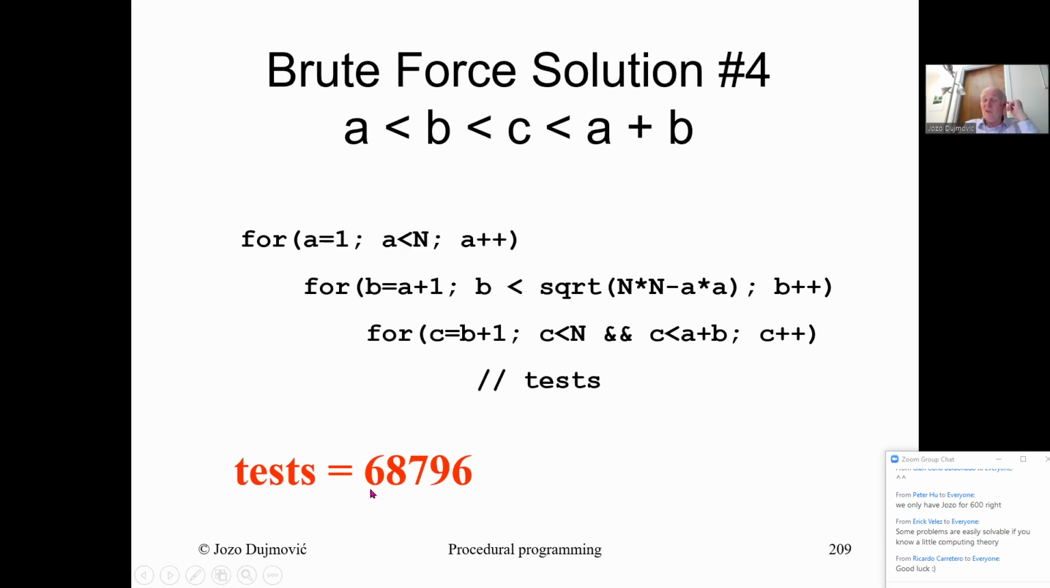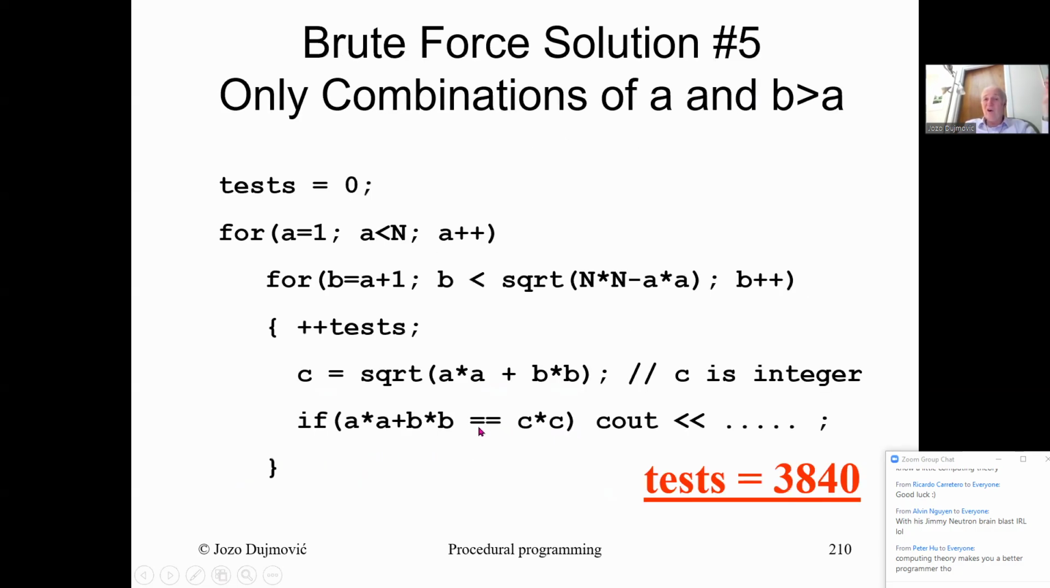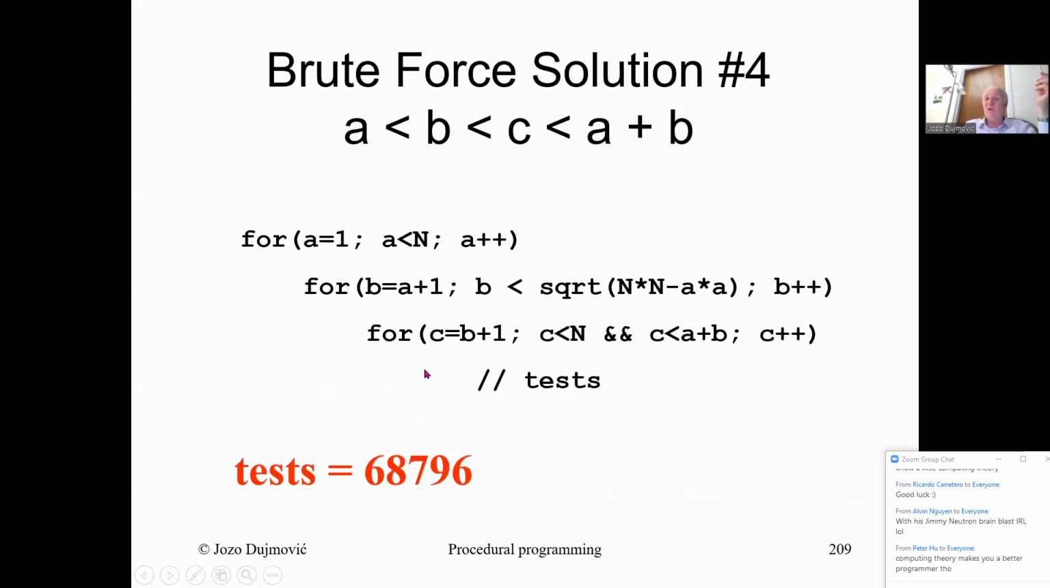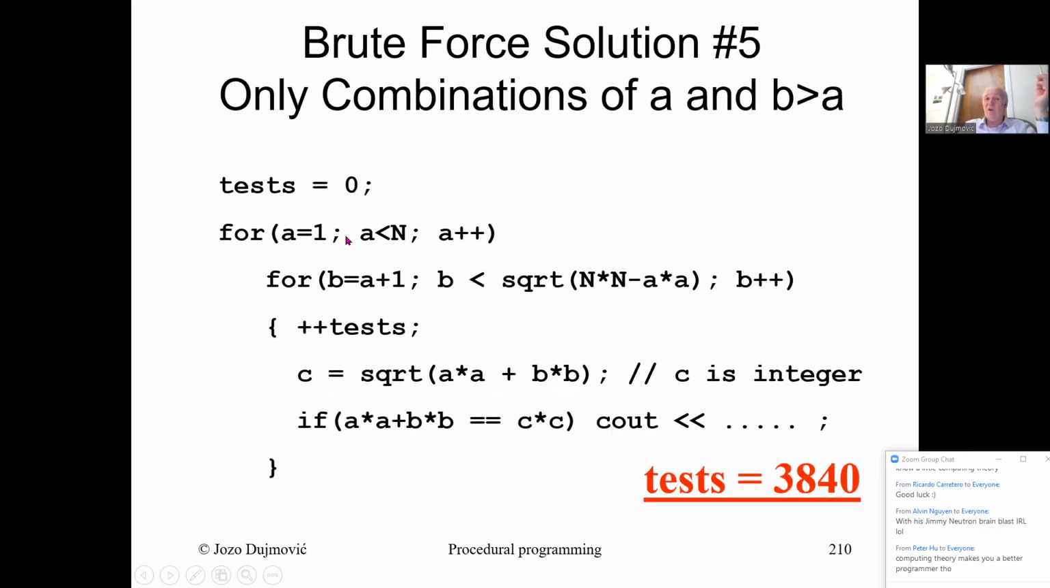Now the number of tests drops from 148,000 to 68,000 something. So this is much better than 1 million at the beginning. And eventually I can say, you know what, I'm not going to have 3 loops at all. I'm going to make 2 loops. I'm going to change, to have A going from 1 through n, and B going from A plus 1 to this final value. And then I'm going to compute C, which is square root of A square plus B square.